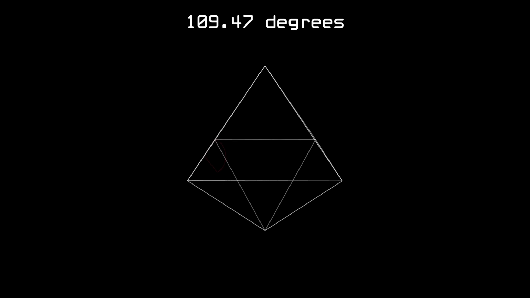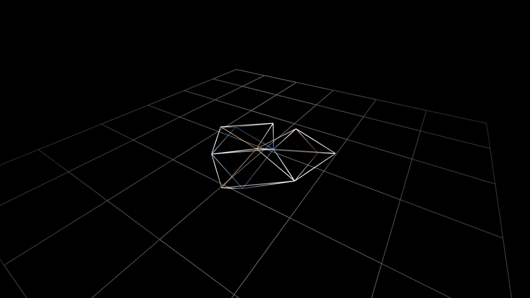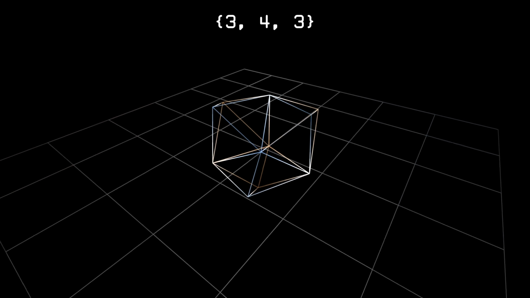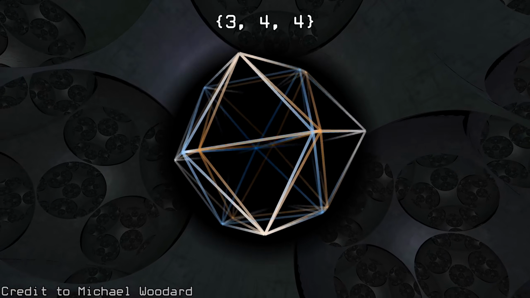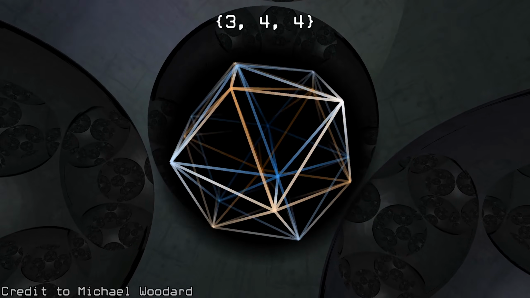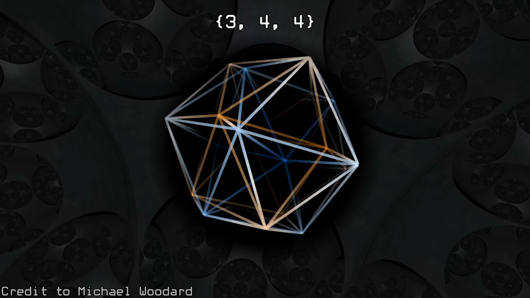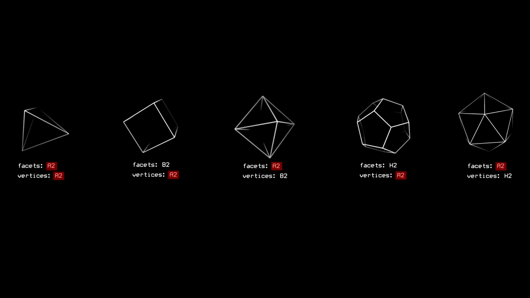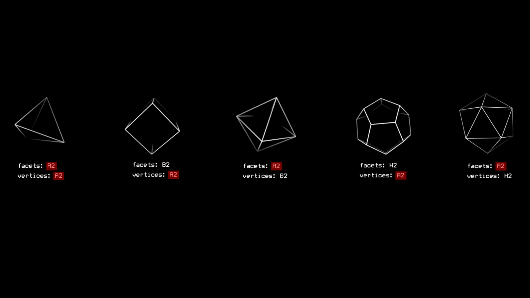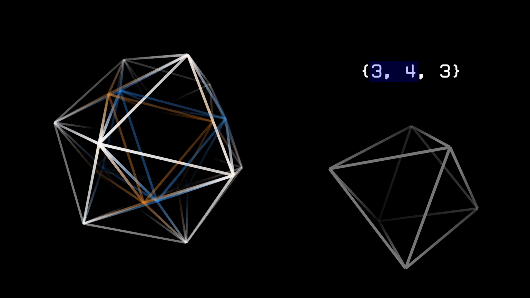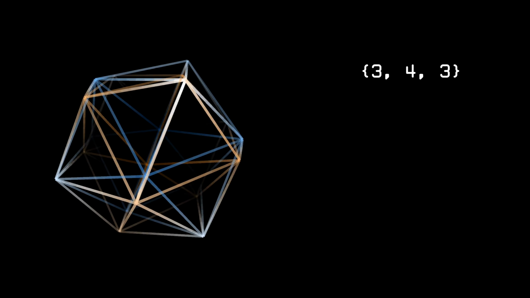Octahedra have a dihedral angle of approximately 109.47 degrees. That folds into the 24 cell, {3,4,3}, and {3,4,4} is hyperbolic. The 24 cell is really interesting for a lot of reasons, but I'd like to draw attention to the fact that it doesn't have asymmetric facets or vertices. Every other platonic solid in every other dimension either has asymmetric facets or asymmetric vertices. The 24 cell has bisymmetric facets and bisymmetric vertices.